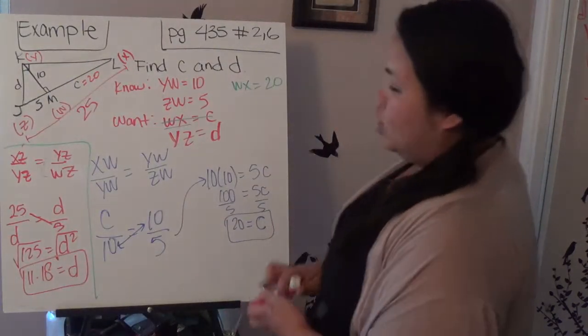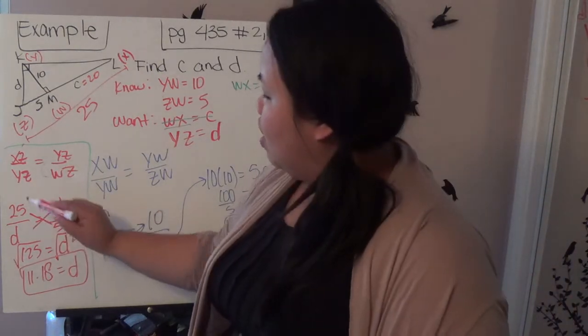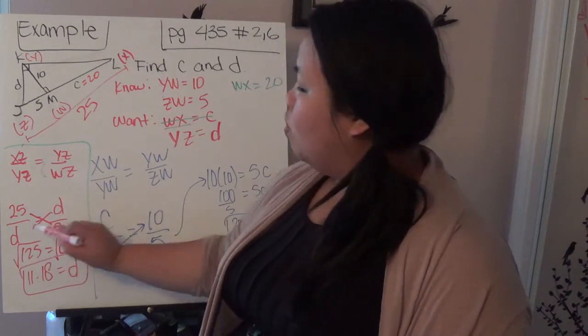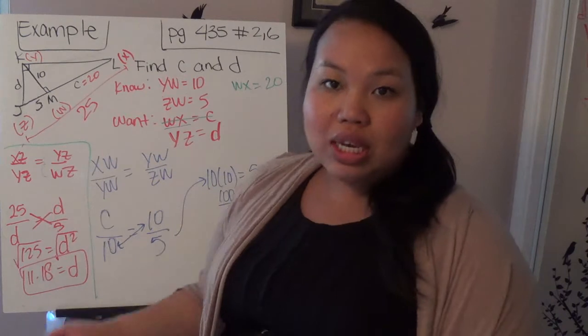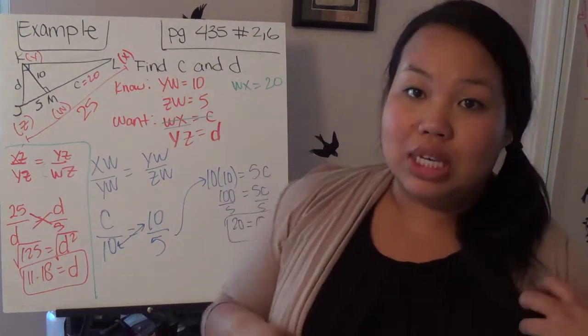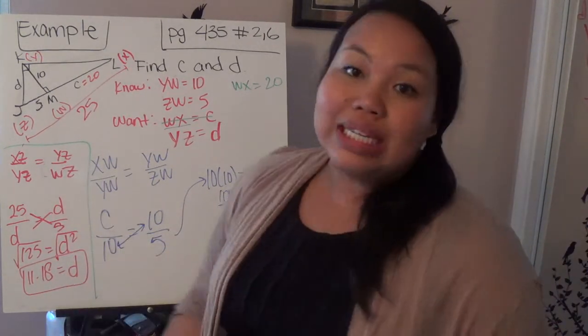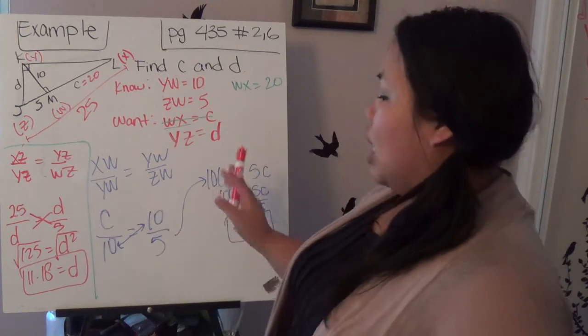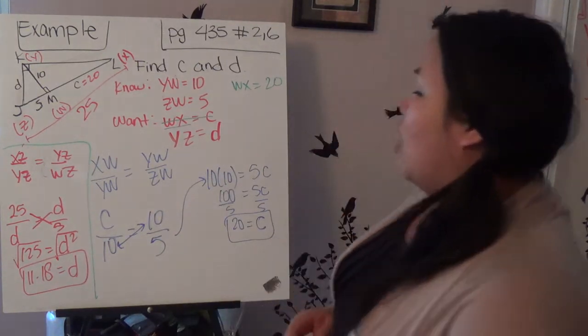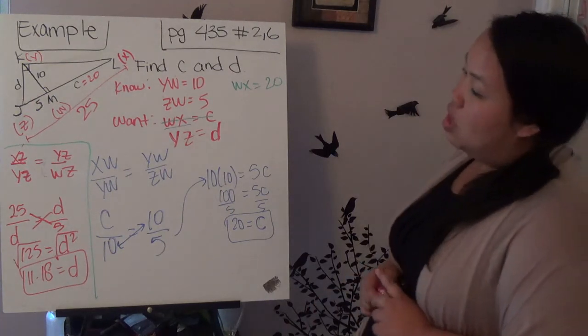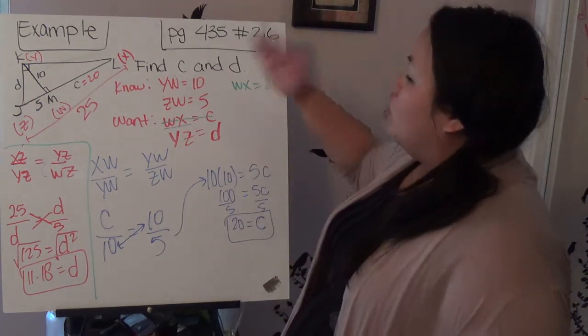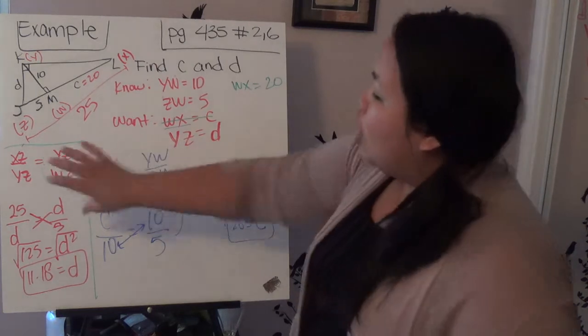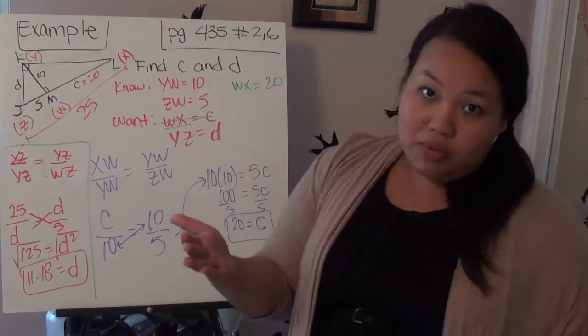So again, I cross multiplied. I ended up with 125 equals d squared, because there's two d's. D times d is not 2d. D plus d is 2d, but d times d is d squared. So I did the square root on both sides, and I ended up with d equals 11.18. So again, it's a matter of what you know, what you want to know, and then figuring out the right equation to fill in so that you only have how many variables?